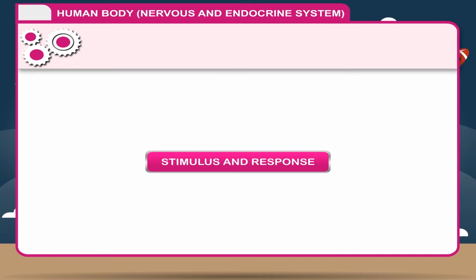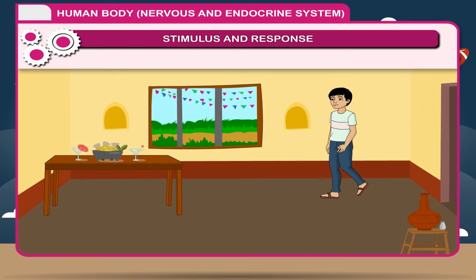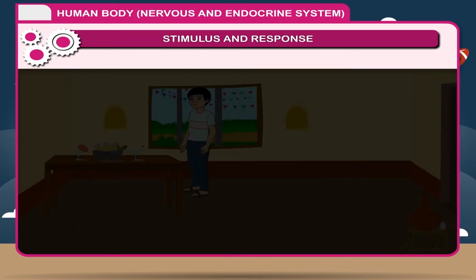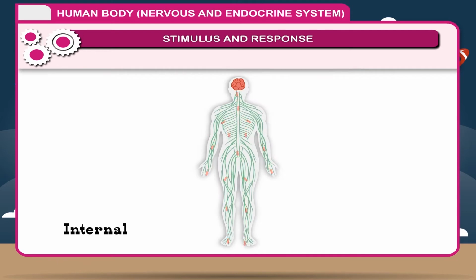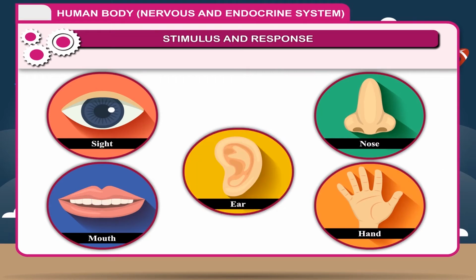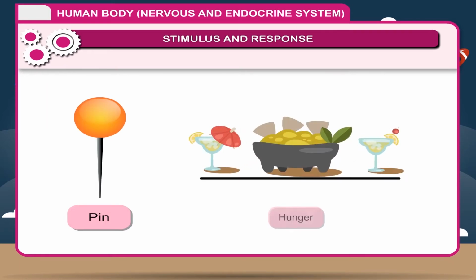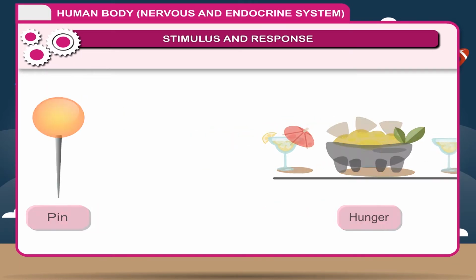Stimulus and response. When a friend pricks a pin in your hand, you suddenly pull your hand. Sometimes you feel hungry and rush towards food. The internal and external change that encourages an activity or a process in an organism is called stimulus. These stimuli are identified by our sense organs. In the above-mentioned examples, pricking of pin and hunger are the stimuli.